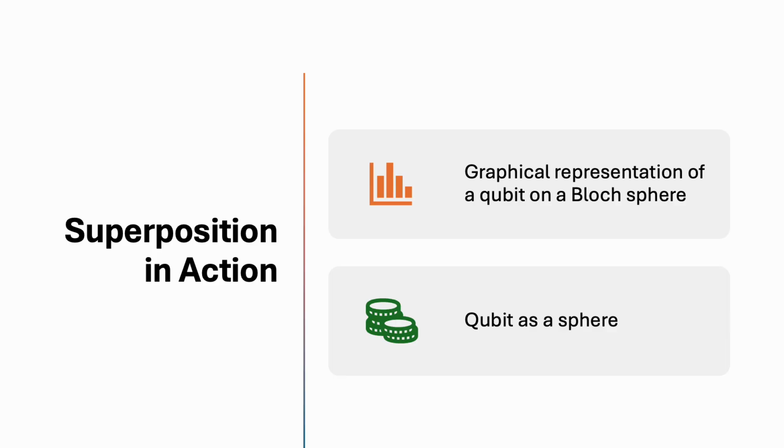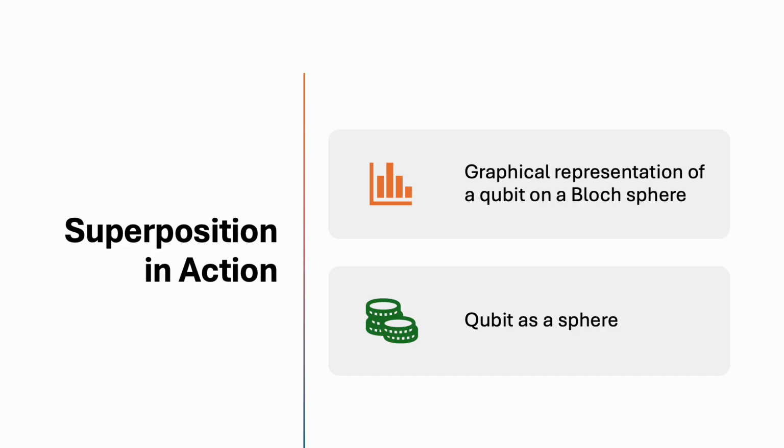Superposition in action: graphical representation of a qubit in a Bloch sphere. Qubits as a sphere. Let's look into that. What is a Bloch, B-L-O-C-H, sphere? A Bloch sphere is like a special globe that helps us understand how a qubit works.